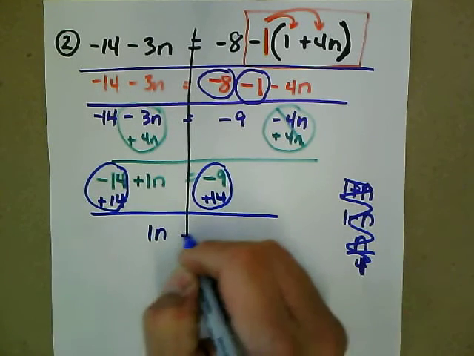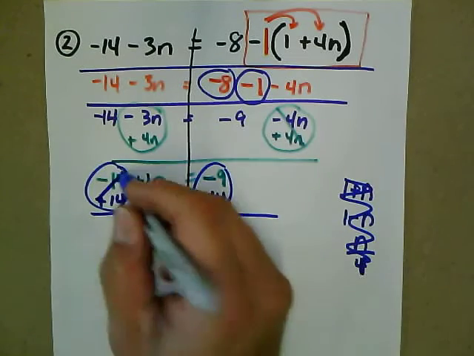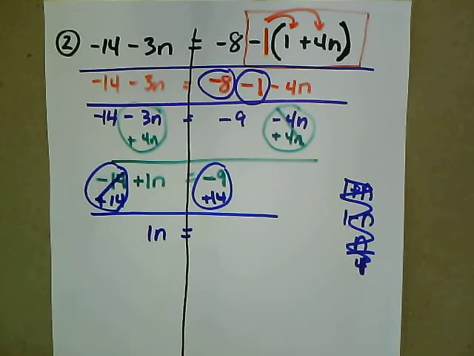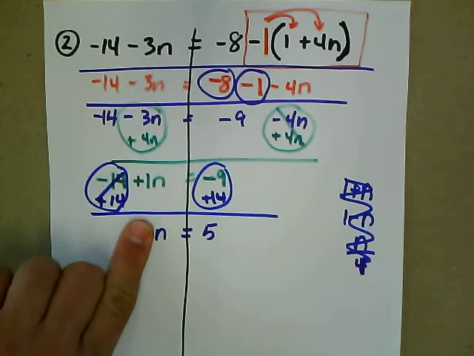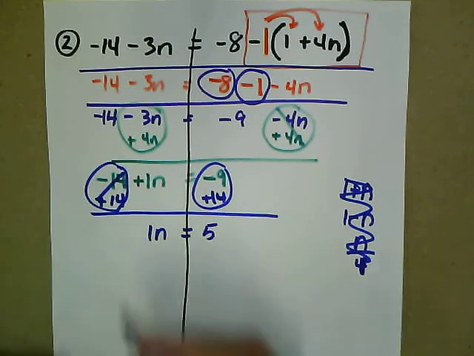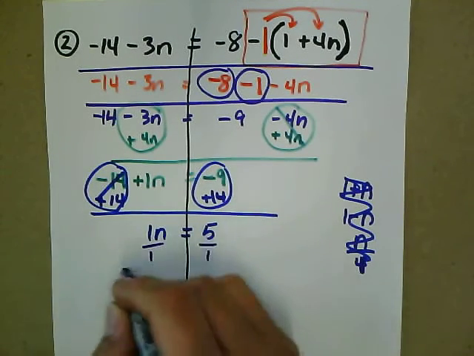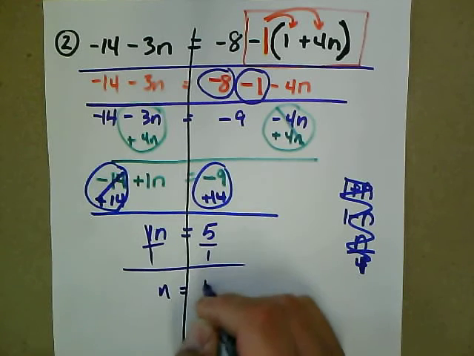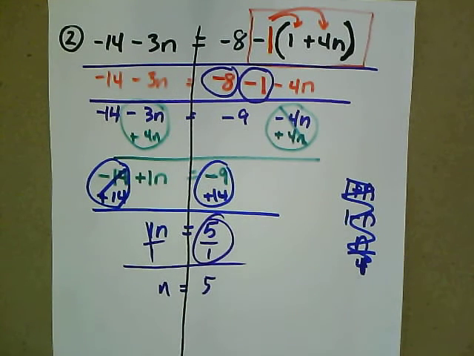The 1n comes down. Our 14s, our opposite operations, are gone, and -9 plus 14, I believe, is 5. Yep. I can simply just knock the 1 off of here. I don't need it. n equals 5. But if you need it, if you want to divide by 1, by all means, divide by 1. It's still 5. 5 divided by 1 is 5.